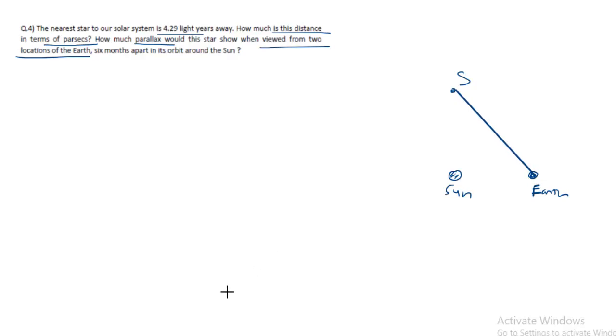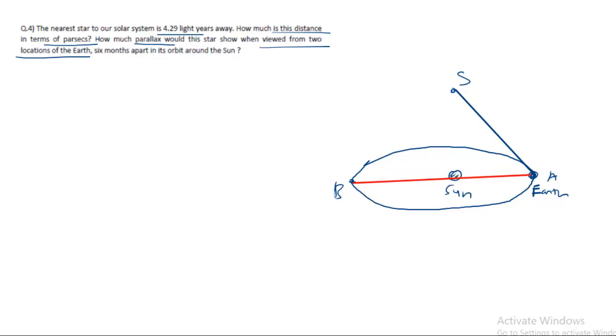As you know, Earth revolves around the Sun and it completes one revolution in 365 days. Now this is the A position of Earth and after 6 months it will be at B position. And this B position is exactly diametrically opposite to A. So this is the diameter of the Earth's orbit. Star S is again observed from B location after 6 months.